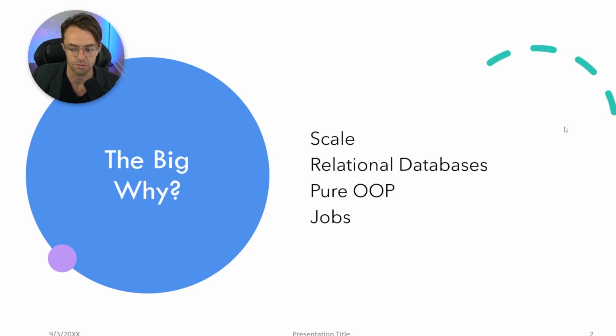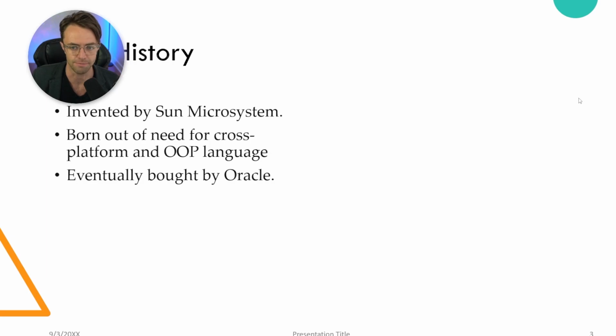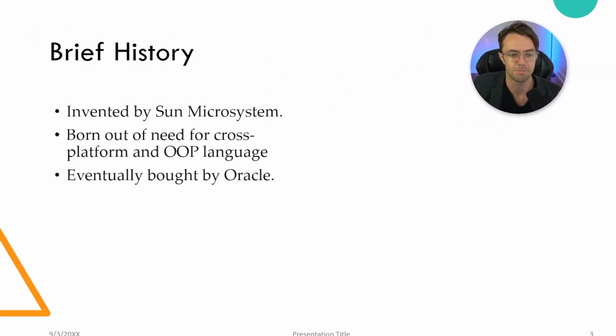Universities also like it too because it teaches students object-oriented programming, and in order to use Java, there's no way around it, you have to know object-oriented programming. So that's usually why schools tend to lean more towards Java as opposed to things like Python and maybe even JavaScript.